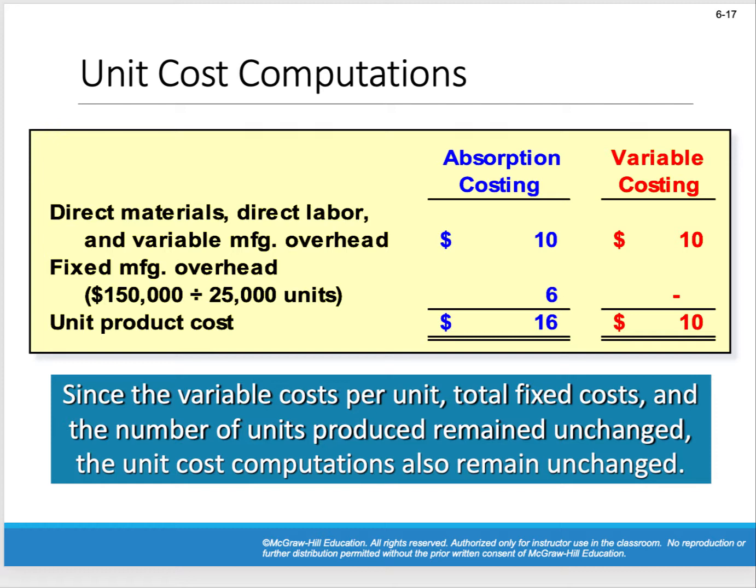Okay? So notice what our unit product cost is, we have 16 and 10, right? How do we get that? Well, absorption costing, we say DM, DL, variable MOH. To that, we add the fixed manufacturing overhead cost per unit, which is $6. How did we get that? Very, very easily. We took the fixed portion of the MOH, which is 150,000, and we divided it by the units produced, 25,000, okay?